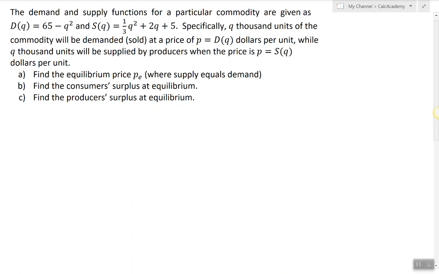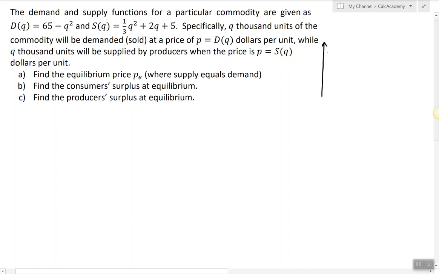In this video, I will show how to work with the demand and supply functions, that is, how to find the equilibrium point and consumers and producers surplus.